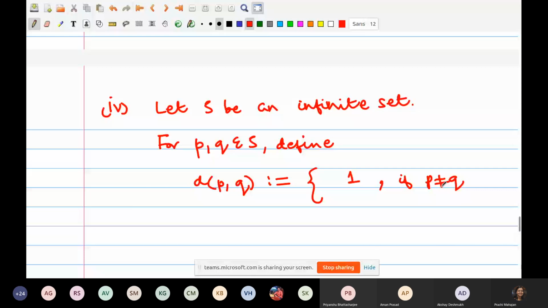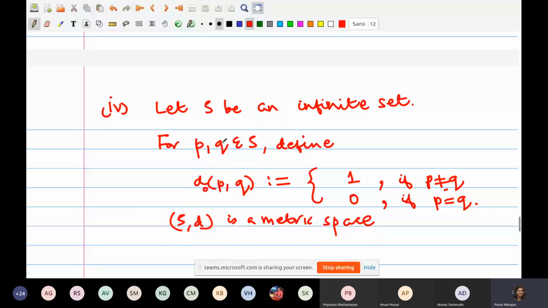equal to Q. See, the definition of the metric space demands that if P equals Q, then the distance better be 0. There's no choice here. Over here, if P is different from Q, I am demanding that the distance between P and Q is 1. This again is a metric space. S, D is a metric space. Something which is very, very unlikely. So maybe I'll make this name D0, just for emphasis.